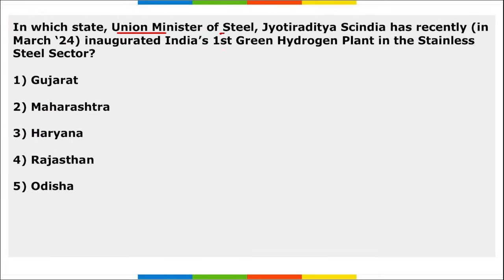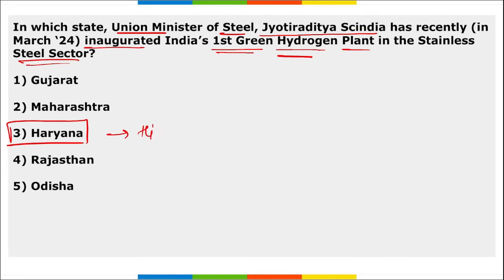Next, Union Minister of Steel Jyotiraditya Scindia has recently inaugurated India's first green hydrogen plant in stainless steel sector. So, where was this inaugurated? India's first green hydrogen plant in stainless steel sector. It is in Haryana, right? In Haryana too, it will be in Hisar. Correct? And this green hydrogen plant has been set up by Jindal Steel Limited in association with Genco Green Energies Private Limited.